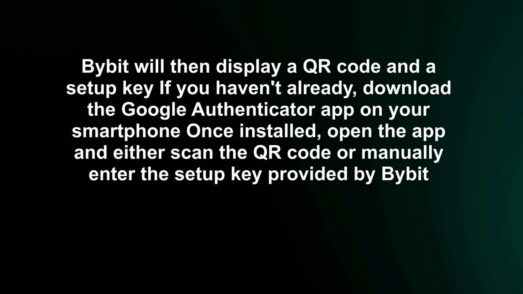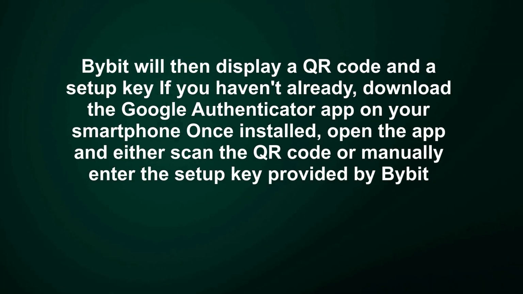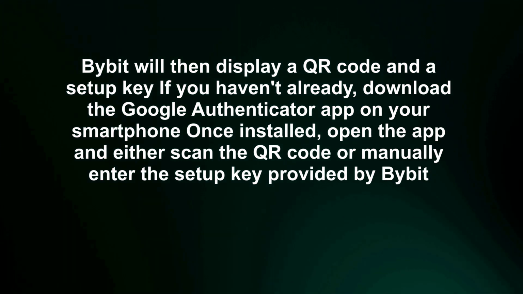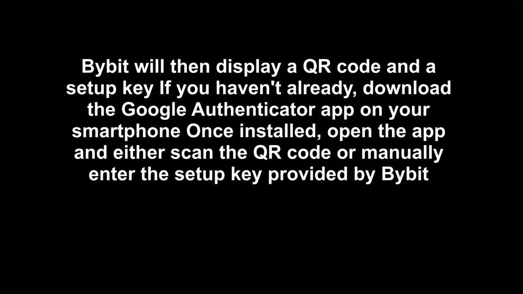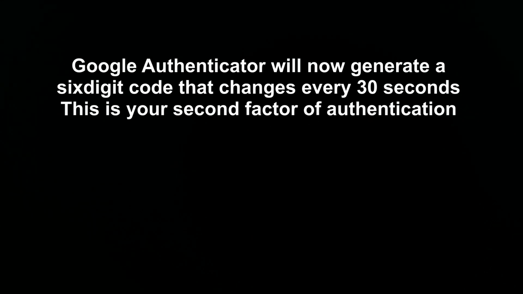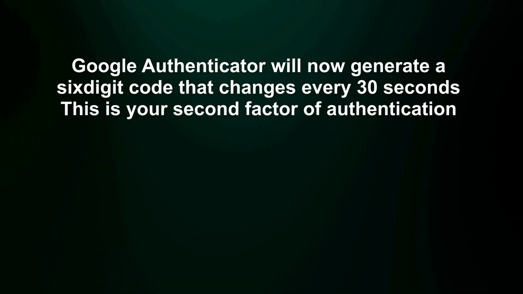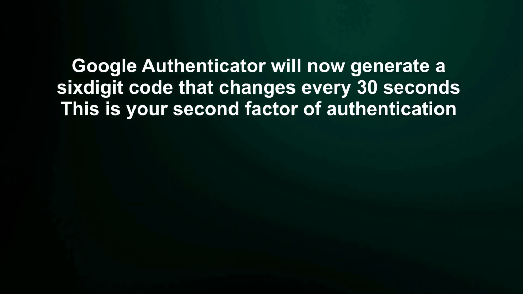Bybit will then display a QR code and a setup key. If you haven't already, download the Google Authenticator app on your smartphone. Once installed, open the app and either scan the QR code or manually enter the setup key provided by Bybit. Google Authenticator will now generate a 6-digit code that changes every 30 seconds. This is your second factor of authentication.